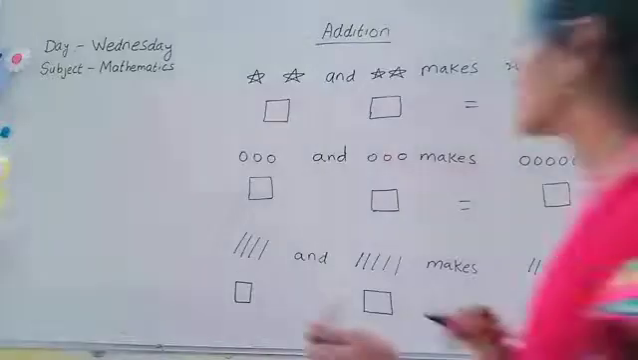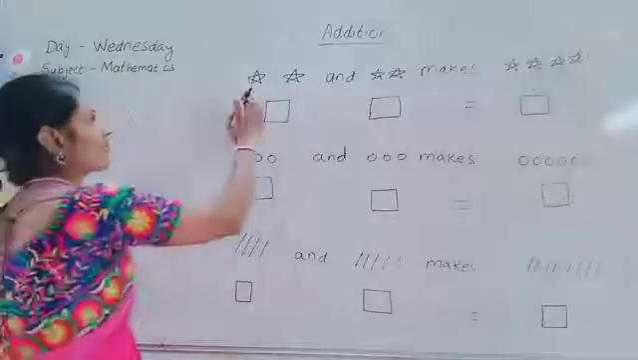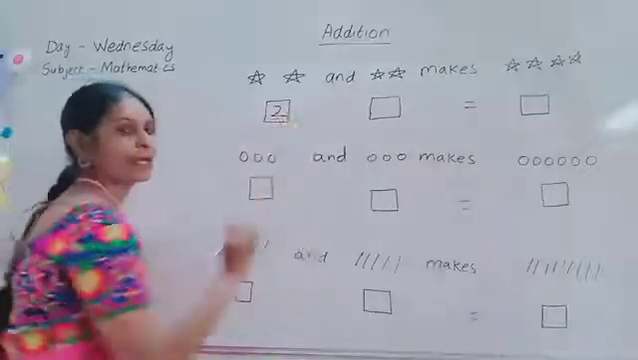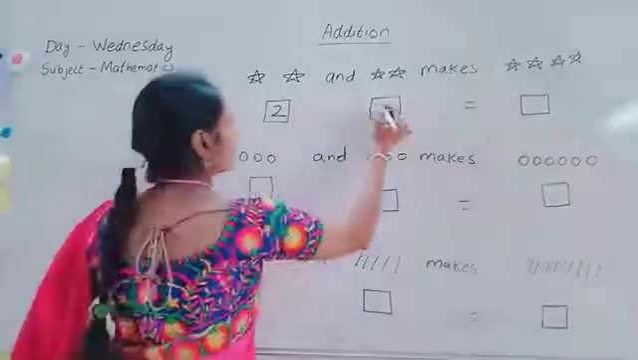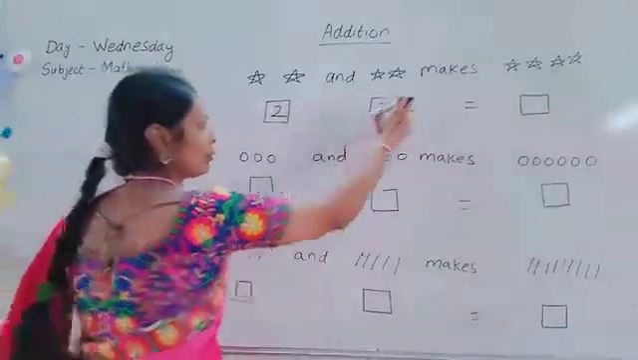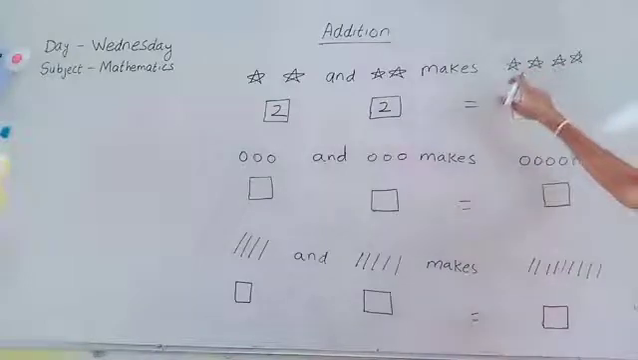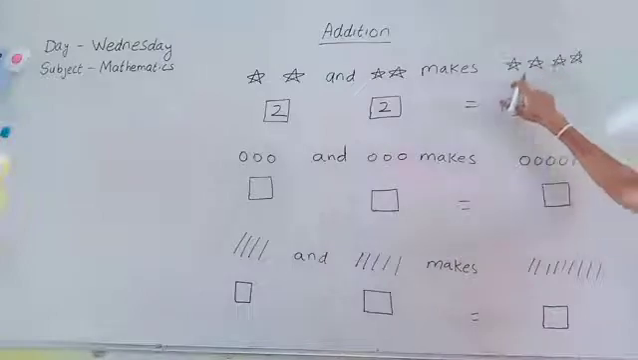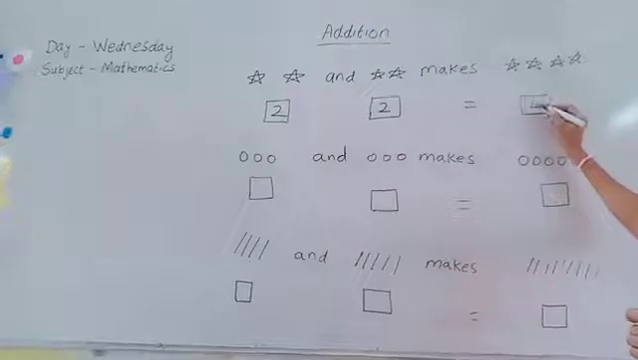Now dear kids, tell me how many stars are here. Count and tell me, beta. 1 and 2. So we will write 2 here. Okay. And on this side, 1, 2. Same here. So we will write 2 here. Okay. 2 and 2 makes, altogether, how many stars are here? Now we will count all the stars. Okay. 1, 2, 3, 4. How many stars? 4 stars. So we will write 4 here.